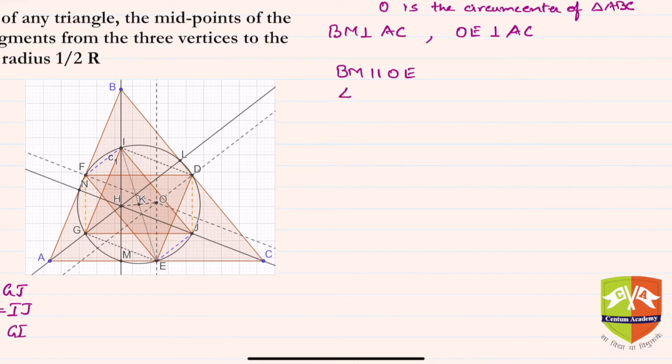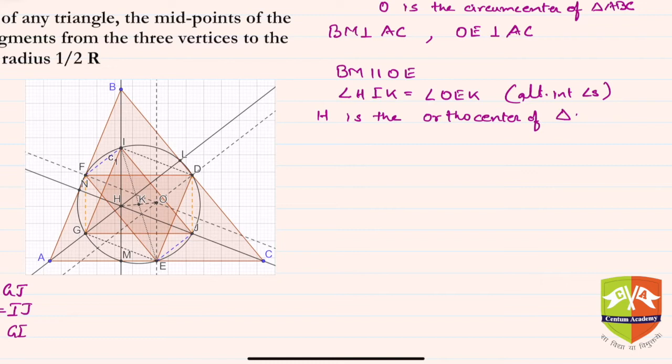Hence, we can say that angle HIK is equal to angle OEK, alternate interior angles. Correct. Now, if you see, H is the orthocenter of triangle ABC as well as triangle IGJ. Why? Because if you see, these are all 90 degrees.